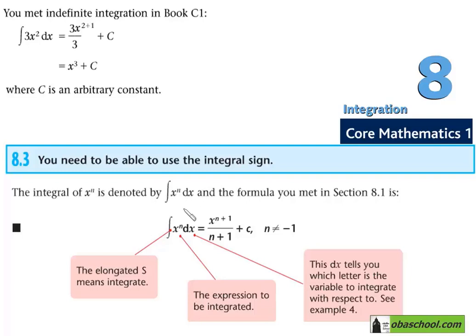Remember that the elongated s means integrate. X to the power n is the function that will be integrated. The dx is the variable to integrate with respect to, and the formula gives x to the power n plus 1 divided by n plus 1, plus a constant. However, there is a condition. The n should be different than minus 1. This is exactly what happened above. 3 is a constant, it remains the same. X to the power 2 plus 1 divided by 2 plus 1, which is 3, plus constant.